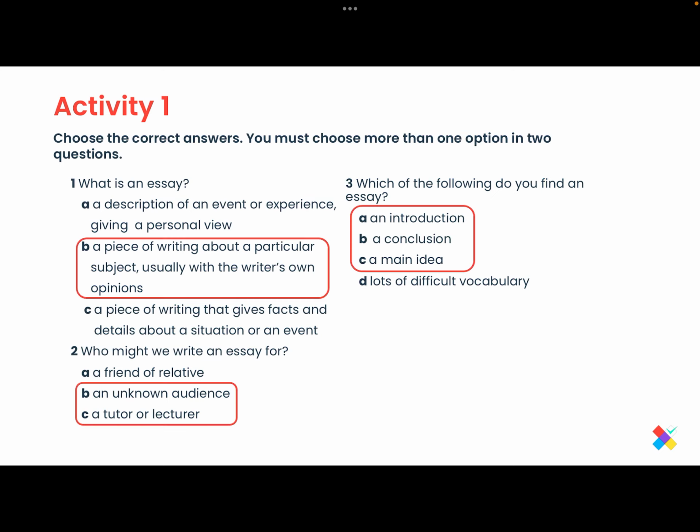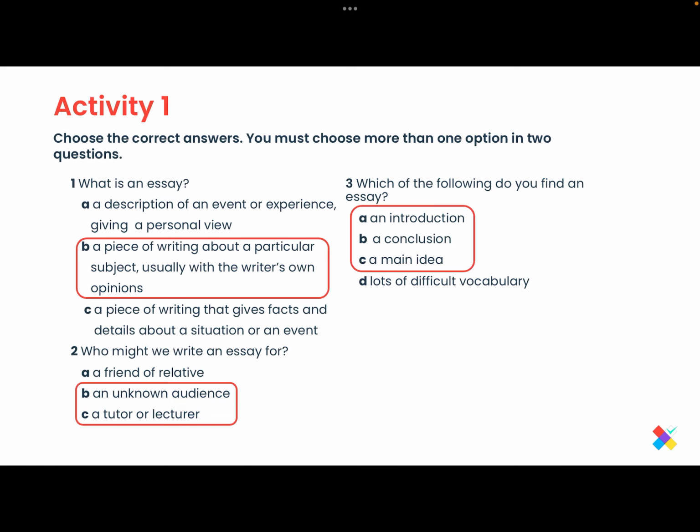All right, time's up. Let's move on to the first activity. The first activity consists of 3 questions about what an essay is. For some questions, you might have to choose more than one option, actually in 2 questions. And it's about the essays. But before we go to this, because you got only 1 minute to do this activity, I want to ask you whether you've written an essay before.